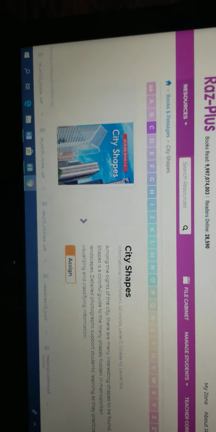So for fun, you can draw a city, use your shapes, and write about your picture. For math, if you have shapes at home, you can sort them. And you're going to have a few questions that go along with the story today. So today's questions are going to be a little bit of discussion for right now. Let's see what we're going to discuss.